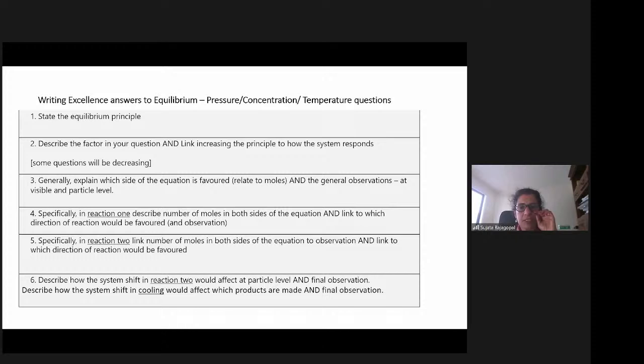Sometimes the questions will be about decreasing. So what it means is, is the pressure being increased? Is the pressure being decreased? Or is concentration being increased? Or is the temperature being increased or decreased? And link that factor to how the system will respond. That means whether the equilibrium is going to be shifted to the right, or is it going to be shifted to the left? What way will it favor the reaction? Will it favor the products, or will it favor the reactants? And what needs to be done to get to that position?